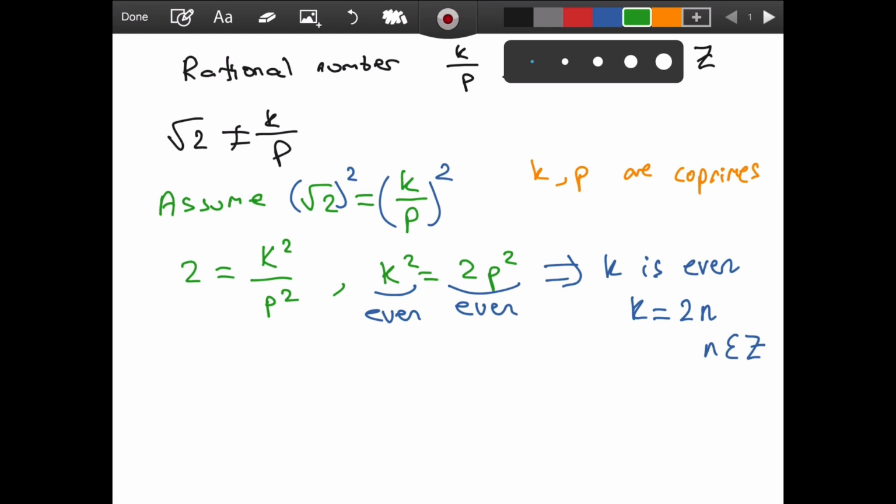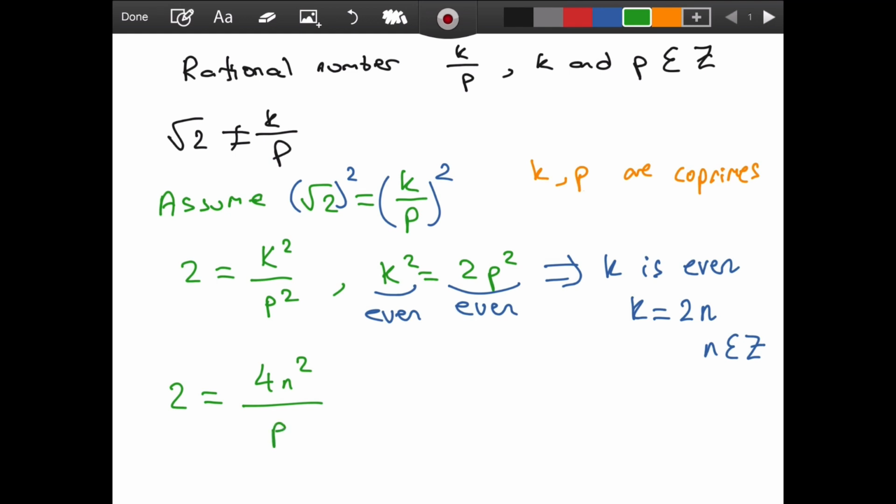Now what I want to do is substitute this 2n for k. Where should I substitute? Let's substitute it here perhaps. So if I do that, let's continue with green. I will have 2 is equal to, instead of k squared, 2n squared. So I will simply get 4n squared divided by p squared. If I again multiply both sides by p squared, I will get 2p squared is equal to 4n squared.